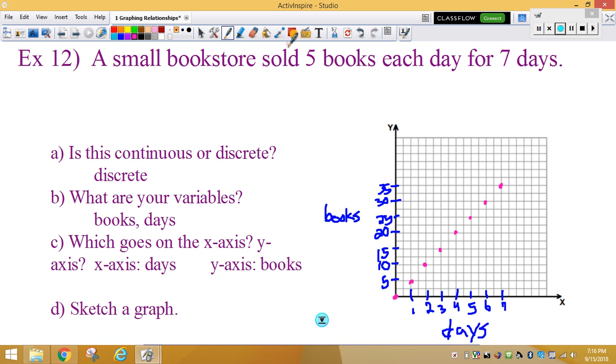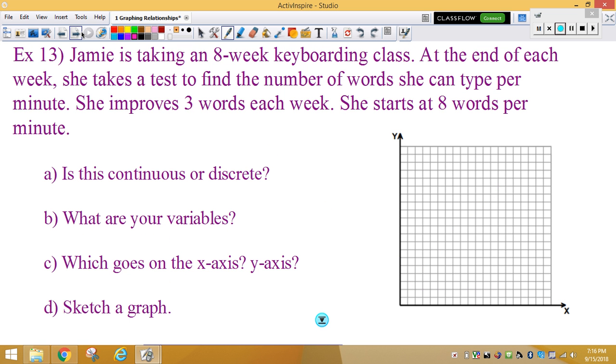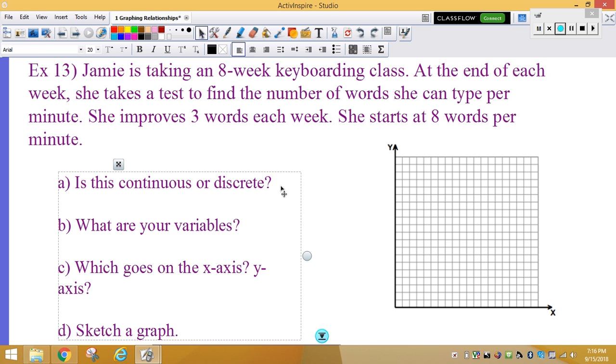Okay? Next up, Jamie's taking an 8-week keyboarding class. At the end of each week, she takes a test to find the number of words she can type per minute. She improves 3 words each week, and she starts at 8 words per minute. Continuous or discrete? Well, if she's doing 3 words each week, we're not saying 3.5, we're not saying 4.5. So this one's going to be discrete. We're not doing half of a word.